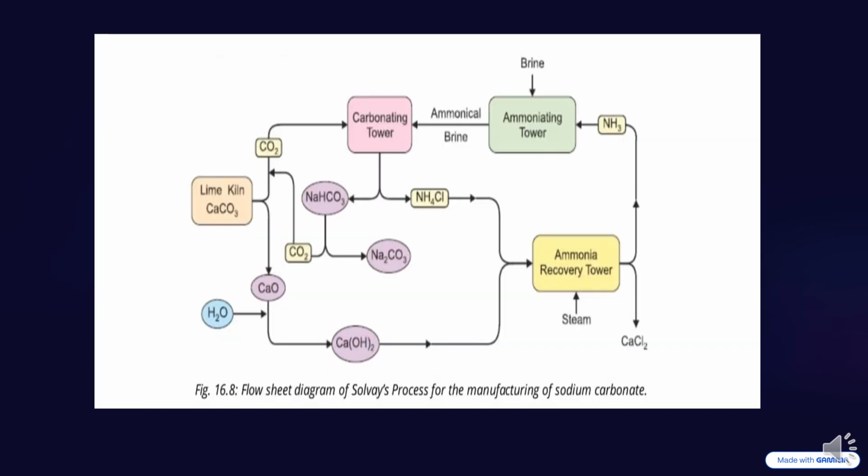Dear students, here comes the flow sheet diagram of Solvay's process. After going through this flow sheet diagram, you will be able to learn and understand the process easily. As you have already learned, our first step is the passing of brine to ammoniating tower, where ammonia gas is passed through the aqueous solution of sodium chloride. The result is the formation of ammoniacal brine, which is a mixture of 3 main components, sodium chloride, ammonia and water. Then carbon dioxide is passed through ammoniacal brine in carbonating tower.